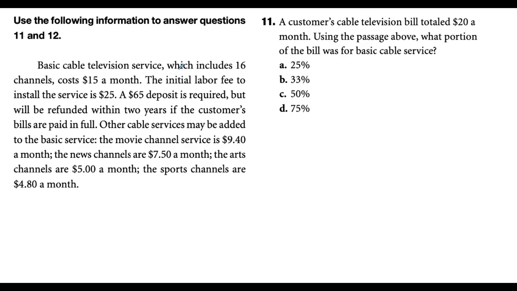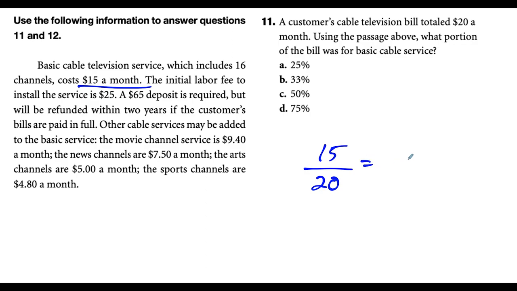Well, basic cable service, we're told, costs $15 a month. So the fact that their bill is $20 a month, this is not including the deposit, because that means the deposit has already been made. Otherwise, the bill would be more than that. So what we have here is we're looking at 15 is the part. So we're going to do part over whole. So we have 15 is the part for the basic cable divided by the total bill, which is 20.